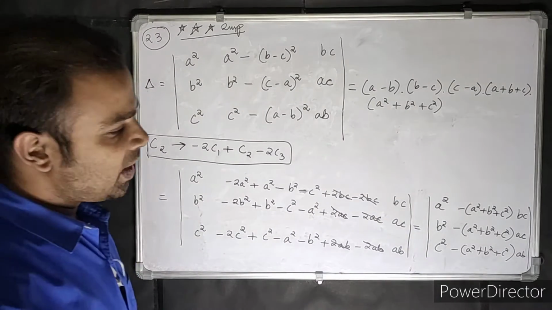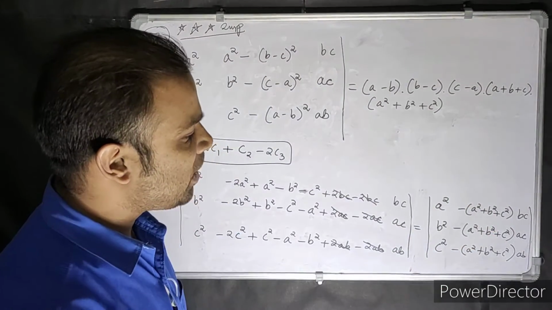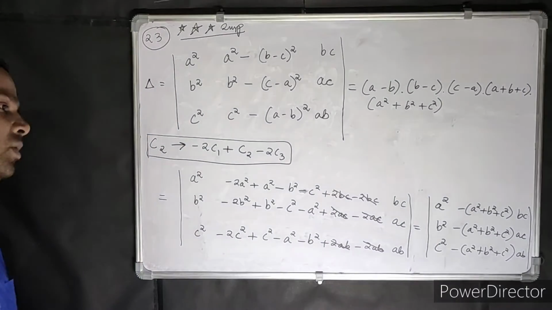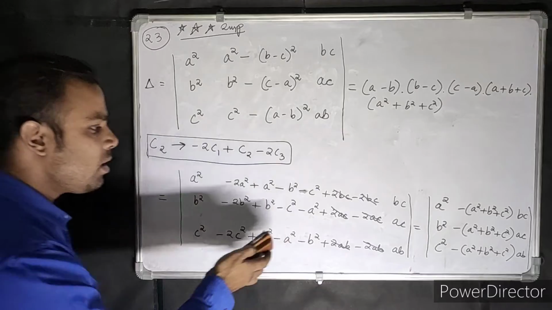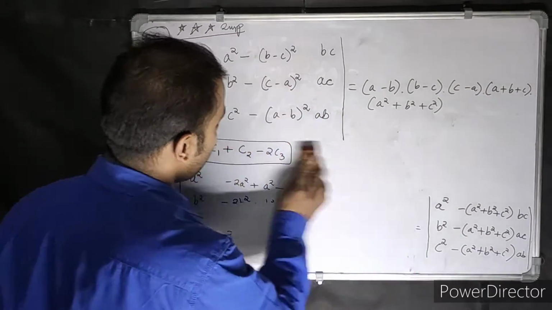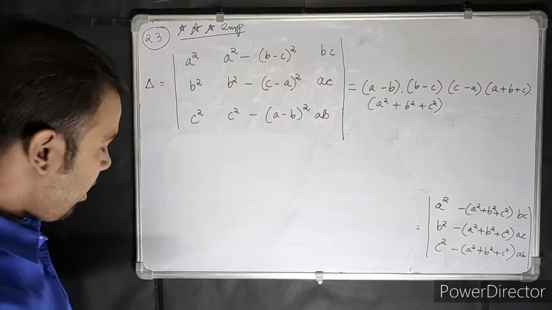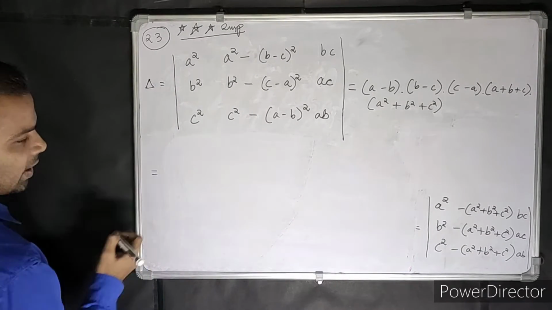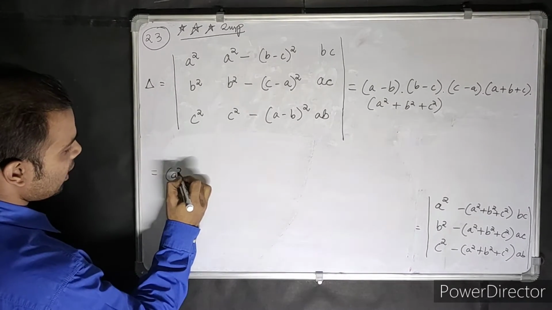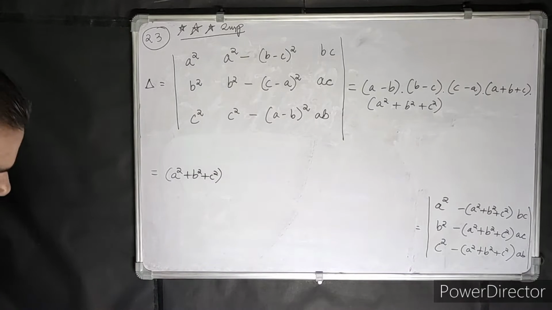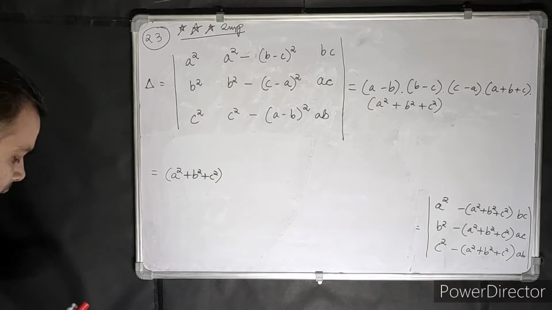Now what's your next step? Next step, take out this a square plus b square plus c square common. Don't worry about the negative. Negative, we'll talk about it a little in the next step. Okay, from here the next step is very simple. Just take out the common. Alright, so now the next step I'm going to do, just take out a square plus b square plus c square as common. So the common came out.